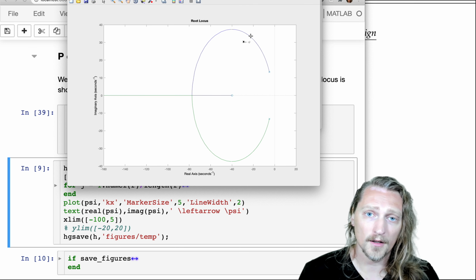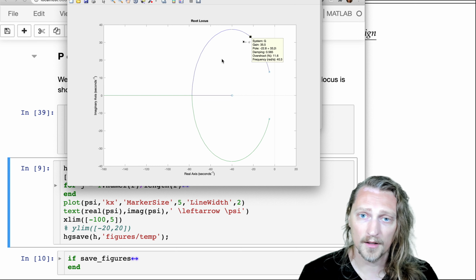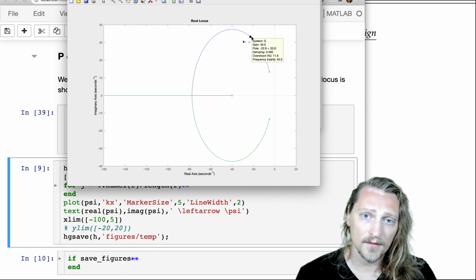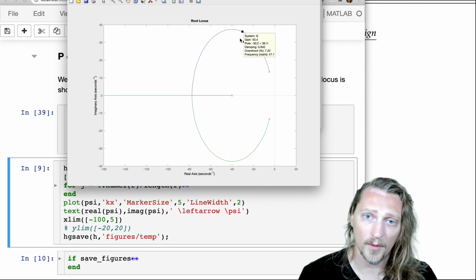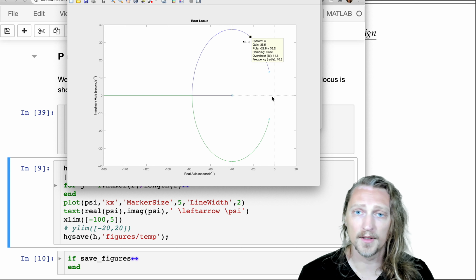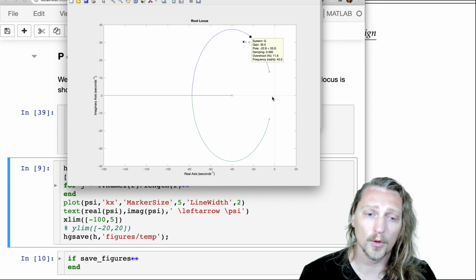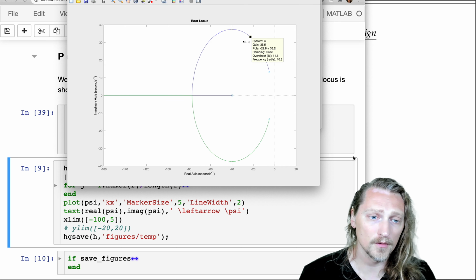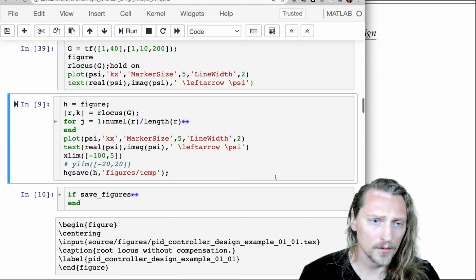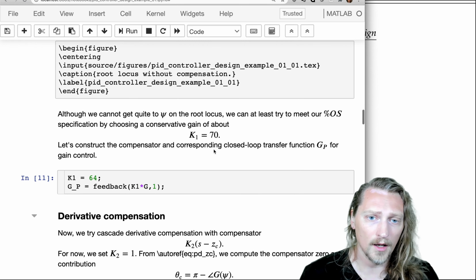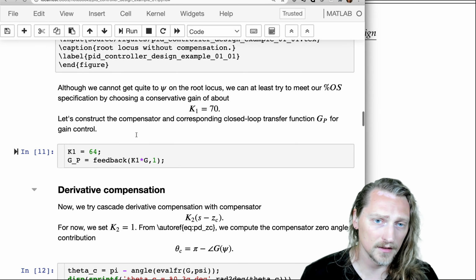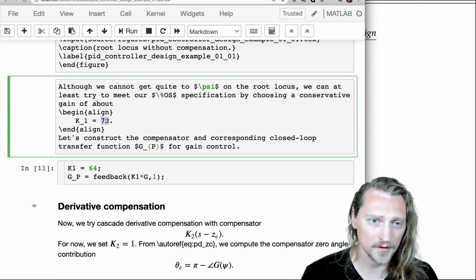If you use the data cursor in MATLAB and you click there, you can see that given these different gain values, you can get somewhere near the design point, and that'll be our proportional control design. So we'll just use that. I used a k of 64.